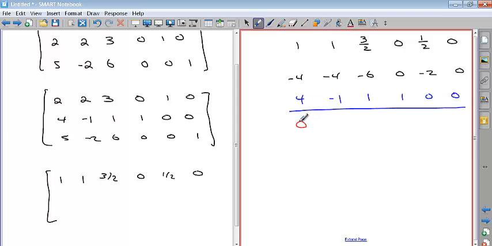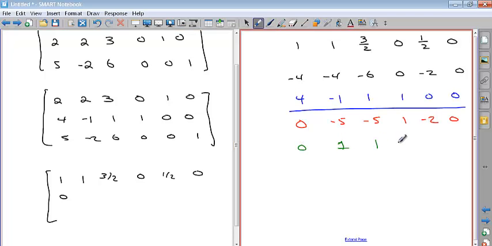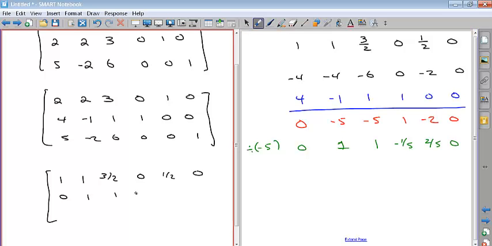And the result is 0, -5, -5, 1, -2, 0. Okay, so that's going to go here. So you get 0, -5. Now, actually, I'm going to do one more thing. I'm going to divide everything by -1. So this will become 1, 1, -1/5, 2/5, and 0. So I divided by -5. Okay, so now I'm going to put that in there. So that's 0, 1, 1, -1/5, 2/5, 0.